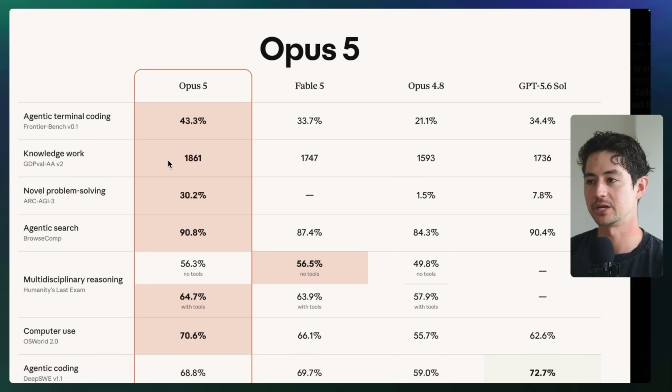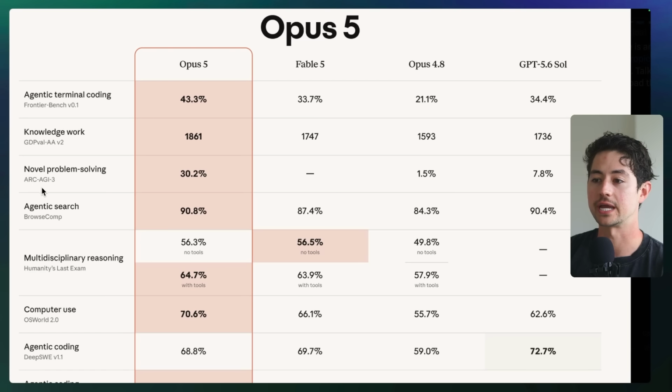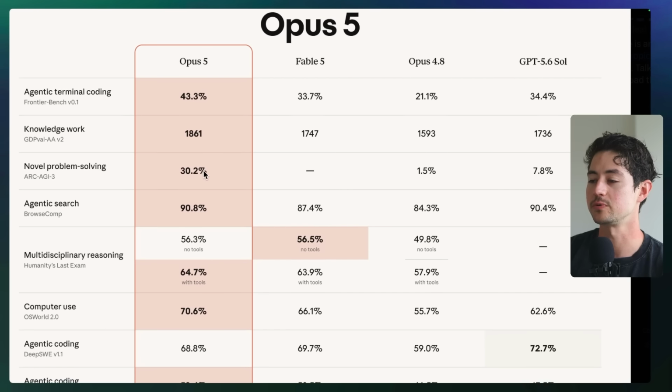So on to benchmarks, you could see Opus-5 here does pretty darn well on agentic terminal coding, so much so that it's actually considered better than Fable 5 at the same task, and far better than Opus 4.8, and even GPT 5.6 Sol, which scores a little bit above Fable 5, at least as of the time of this recording. On knowledge work, on GDP Val-AA v2, it scored 1861, so this puts it squarely above the average human at knowledge work.